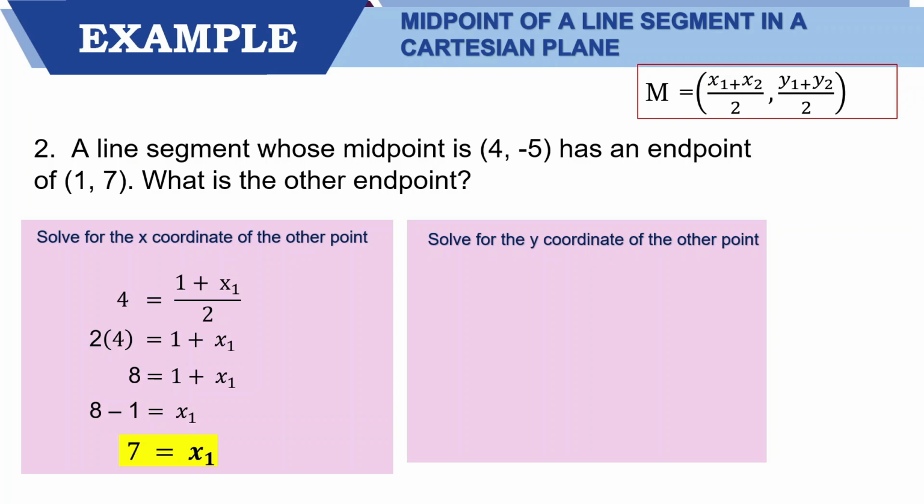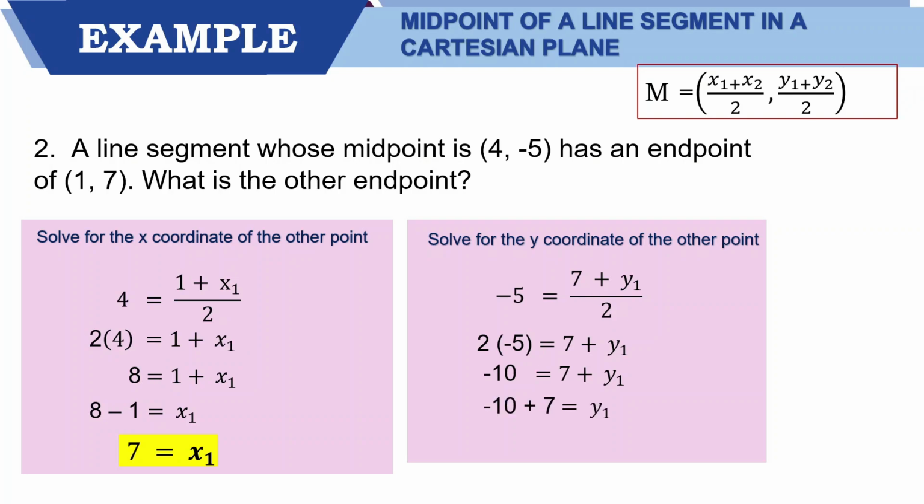How about the y-coordinate? We plug in negative 5 in place of m to find the y-coordinate of the missing point. We have negative 5 equals 7 plus y sub 1 over 2. Cross multiplying, we have 2 times negative 5 equals 7 plus y sub 1. Negative 10 equals 7 plus y sub 1. And transposing 7 to the other side, we will have negative 10 minus 7 equals y sub 1, which simplifies as y sub 1 equals negative 17. Putting them together as an ordered pair, we will have (7, -17) as the coordinates of the missing point.